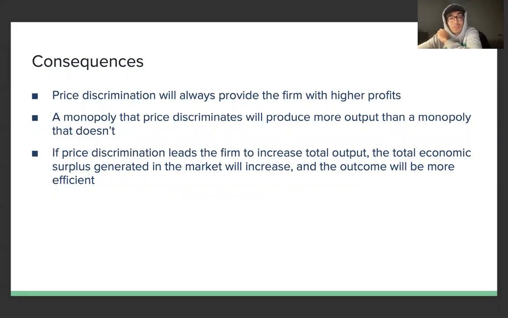And then if price discrimination leads the firm to increase total output, the total economic surplus generated in the market will also increase, and the outcome would be more efficient. Which is just a way of saying that since point two means that price discrimination will lead to more output, and more output brings us closer to the equilibrium, and that reduces the deadweight loss, which is another way of saying it increases the total economic surplus.